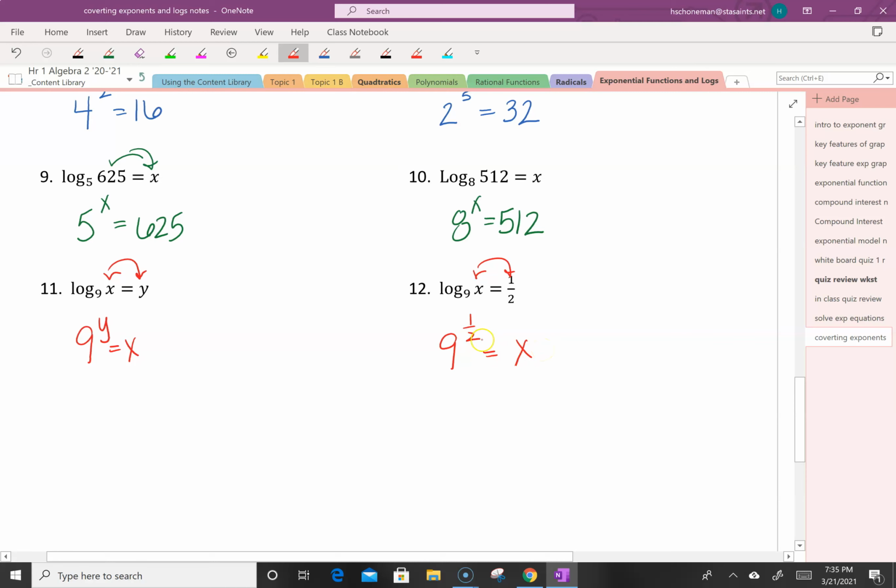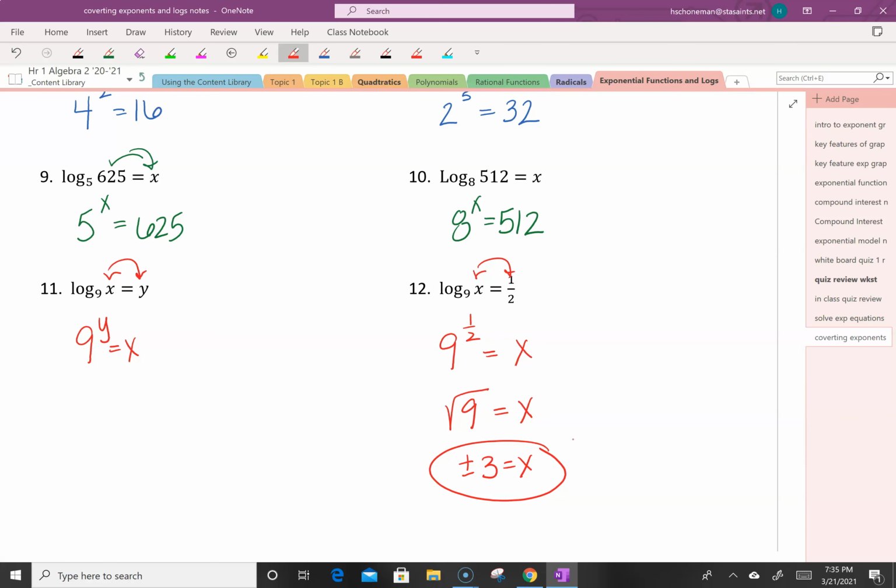Okay, this is a form I can actually solve because we know 9 to the 1/2 is really the square root. We did that in our last chapter. And then the square root of 9, when we're solving an equation, we get plus or minus 3. And there's our answer. So we're going to use these, going back and forth between logs and exponents, to solve equations in the next class. But here we are just trying to practice going back and forth.